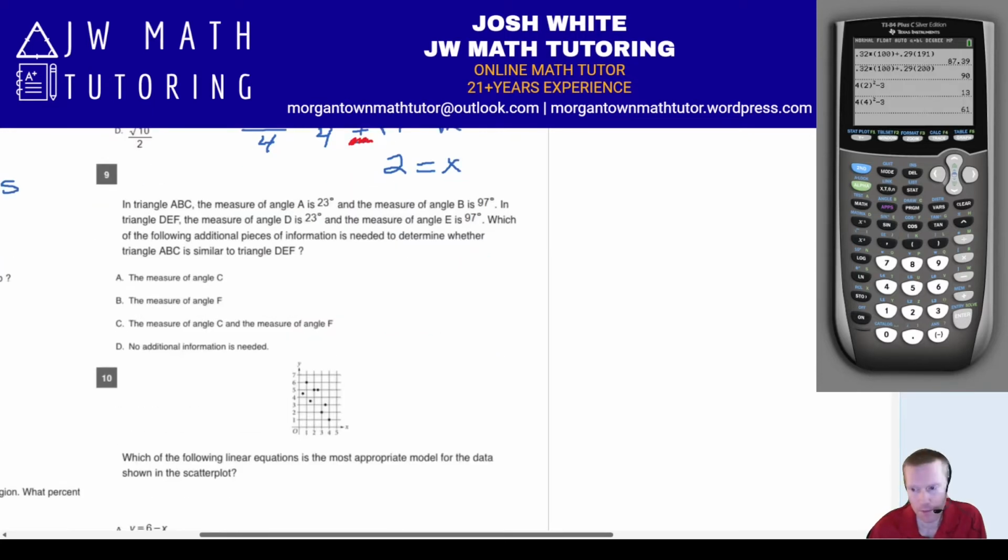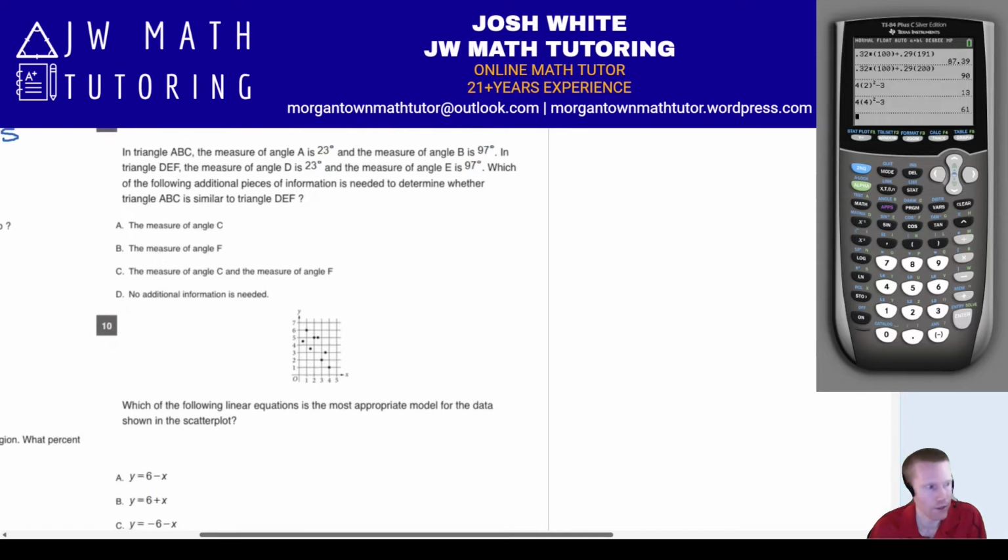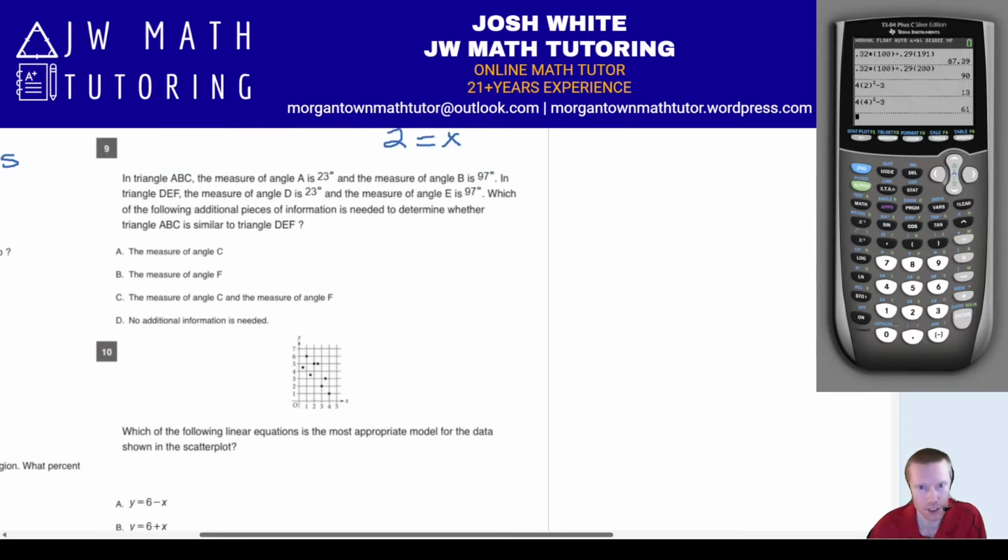Okay, the next problem up is number 9. This one deals with some properties of geometry. The first thing I would do here is just draw a picture of these two triangles. Whatever, here's the first triangle, and then here's the second triangle. It doesn't really matter if they are to scale or not. It just helps to visualize it when we draw the pictures out.